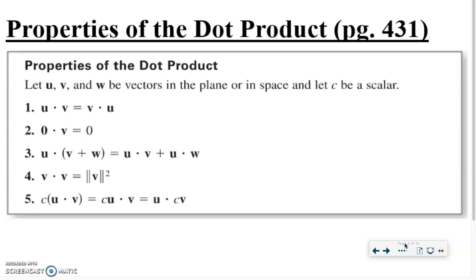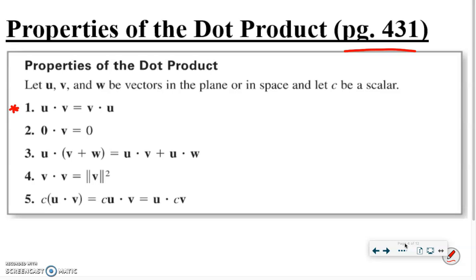Now, a couple of these that I would want to point out, like I said, usually we just snip these little charts out of the textbook and say, hey, there they are. For your usage, again, you can find this on page 431 if you're interested. But I do think there's value in us talking about especially number one. U dot V is the same as V dot U. Okay? The dot product is what we call commutative.